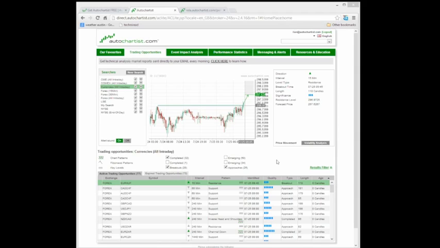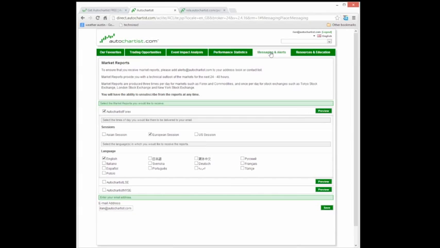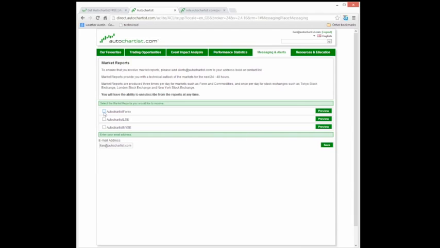Actually, before I carry on, what I quickly want to do is focus everyone quickly on the messaging and alert section. So if any of you have seen this before, this is a feature that Autochartist launched just a while back. Click on messaging and alerts. Click on the report that you want to get.